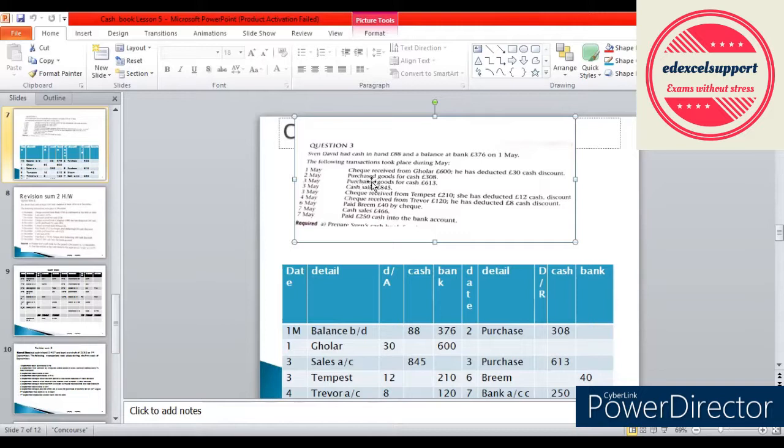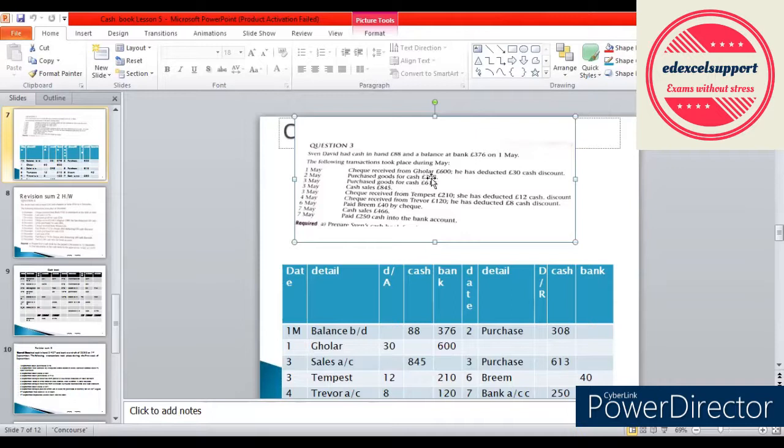Then the 1st of May, check received from Gola 600. He has deducted 30 cash discount. Already received from Gola after deducting the cash discount. So check received from Gola 600. So I received that 600 check and the discount is 30.